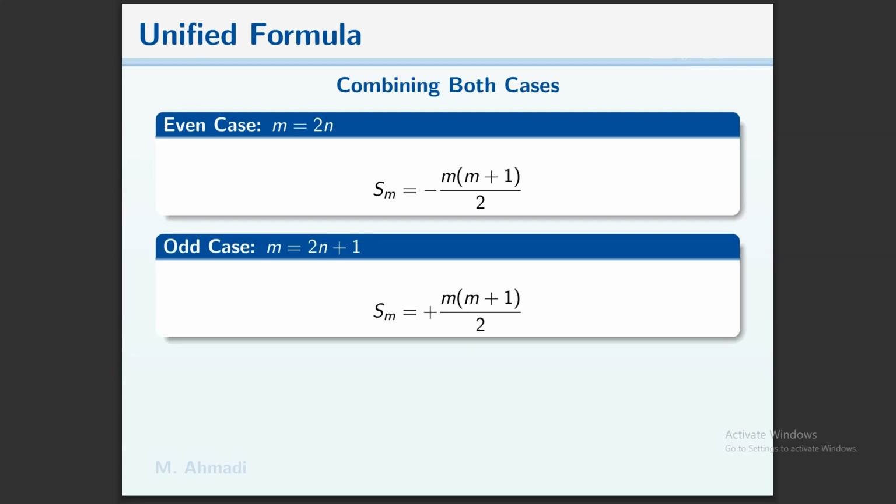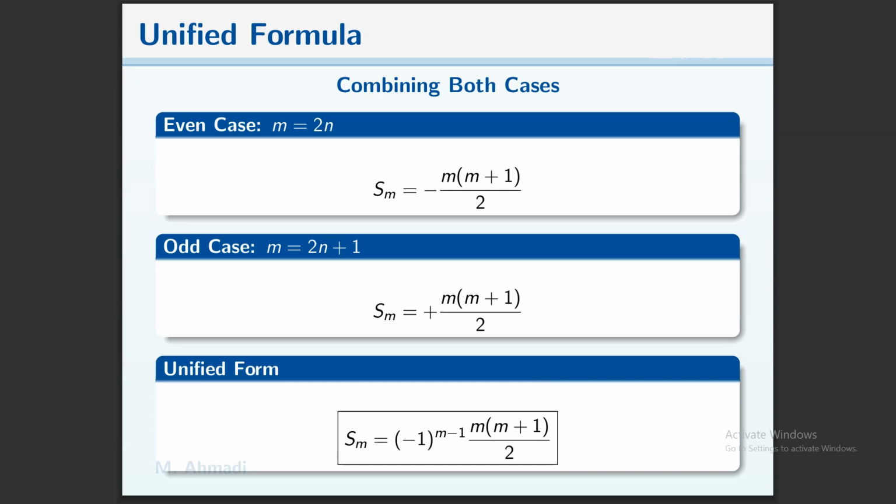And finally, the unified formula combining both cases. For the even case, m equals 2n, S_m equals minus m multiplied by (m plus 1) over 2, and for the odd case, m equals 2n plus 1, S_m equals plus m multiplied by (m plus 1) over 2. So the unified form is S_m equals minus 1 to the power of (m minus 1) multiplied by m (m plus 1) over 2.